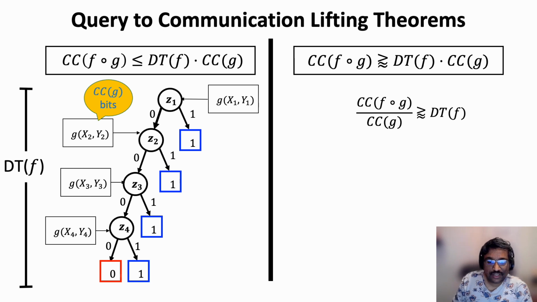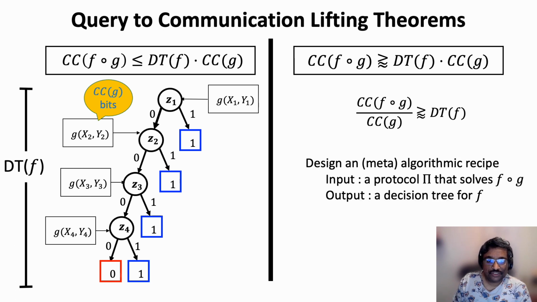In the hard direction, what you want to say is in the reverse direction. Suppose you have an efficient communication protocol solving f composed g, then you want to use that to come up with a decision tree computing f, whose query complexity is related to the communication complexity of f composed g divided by CC of g. This is usually done by designing a meta-algorithmic recipe, which takes an arbitrary protocol that solves f composed g, which is somewhat efficient, and uses that to come up with a decision tree computing f.